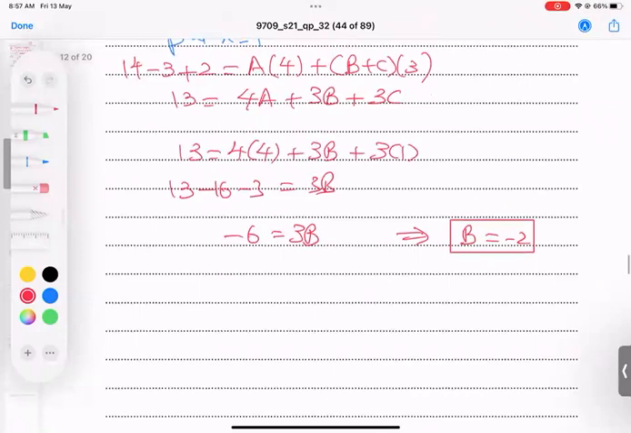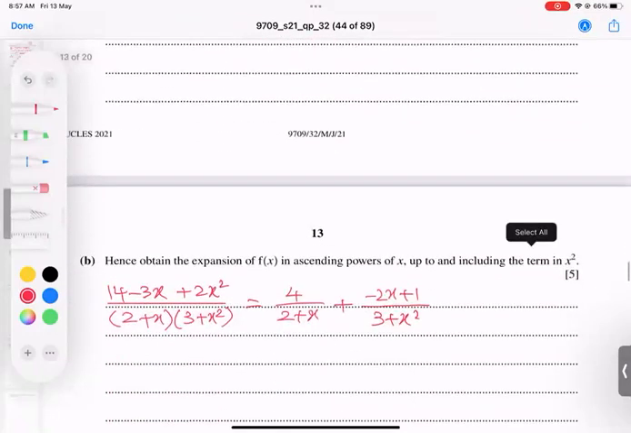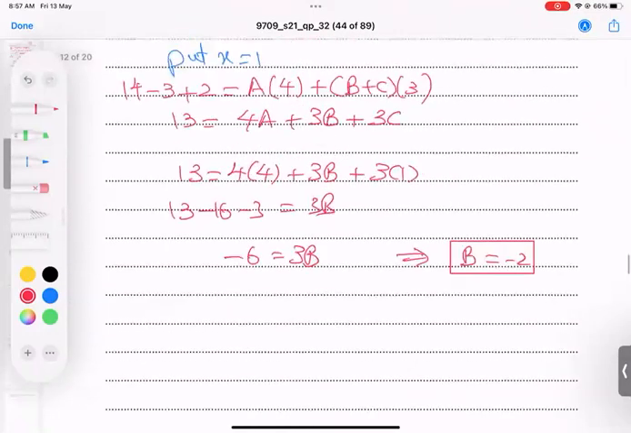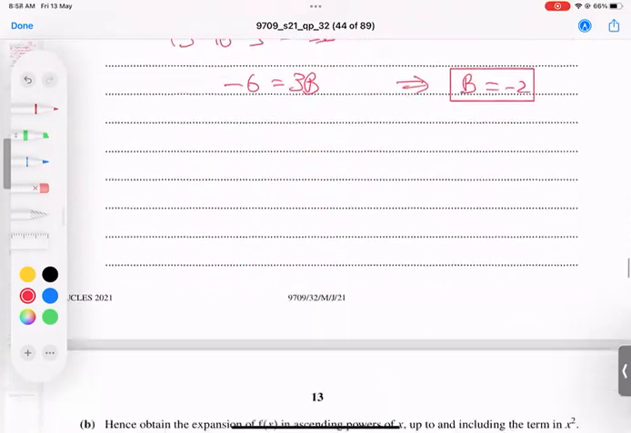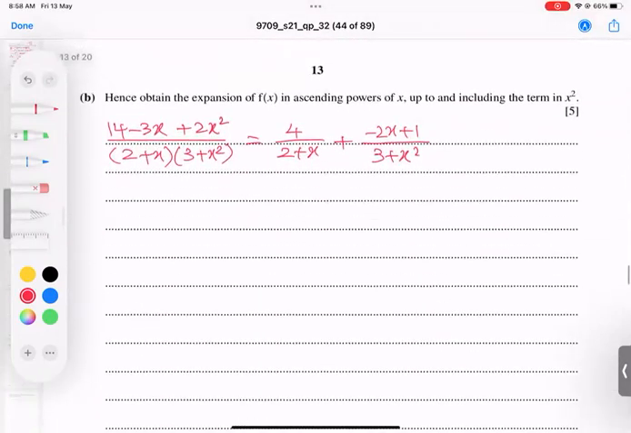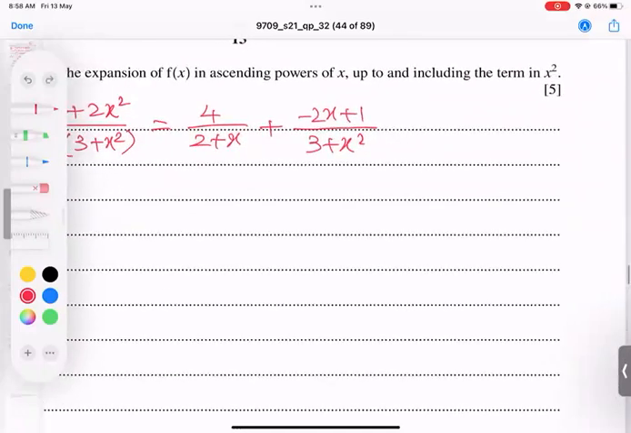Recheck once again because one small mistake can lead to trouble. B value negative 2. Let me check. Negative 2x and plus 1. Exactly correct. Now I'm ready to solve this one, but make sure I will expand till power 2. Can I expand directly? No, no, no. We have to rearrange.